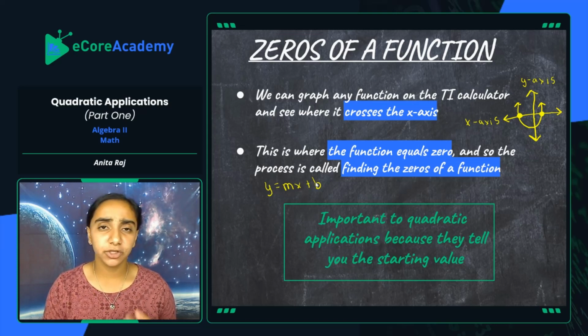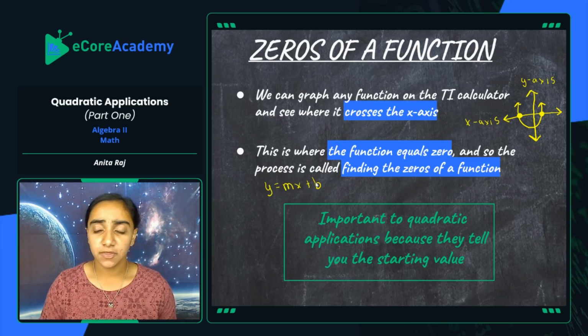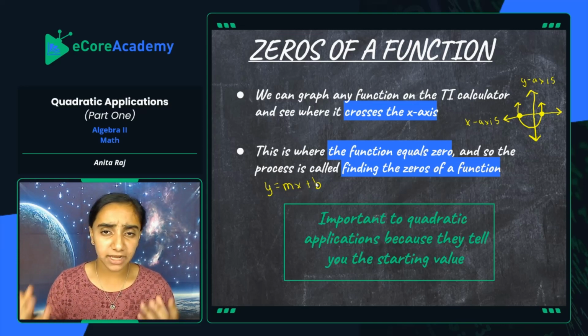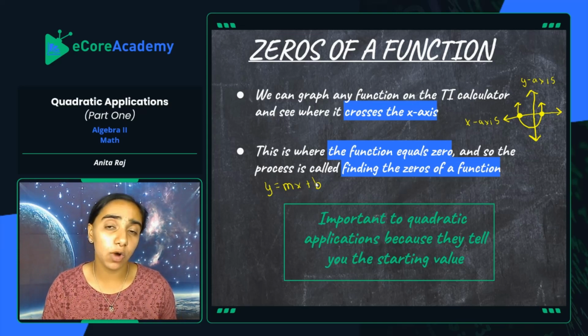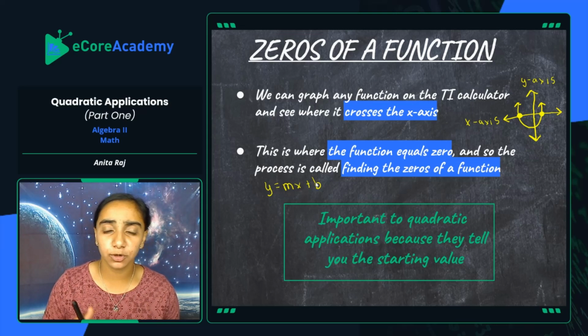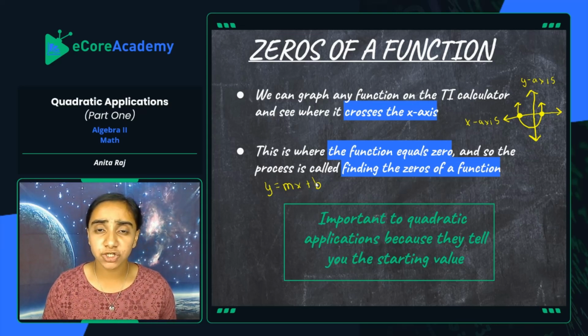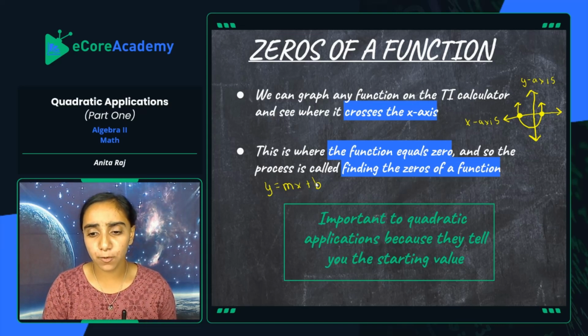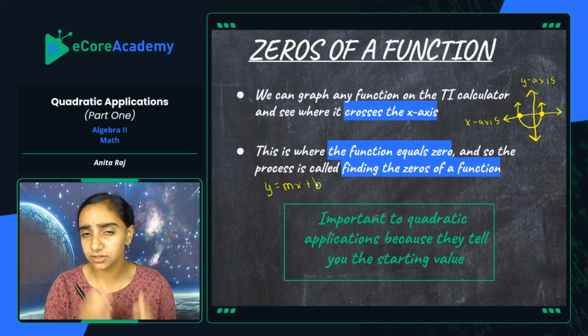Oftentimes, you'll see quadratic functions where your x-intercepts, your zeros, are your solutions. That's where this starts. So you might have a scenario where someone is throwing a ball into the air, and the x-intercept, your 0, is a question. They'll give you a quadratic function in the form of standard form or vertex form in the problem, and they'll ask you a question. Where did the ball start? Like where was the ball first thrown? And your x-intercepts and your zeros will help you answer those questions. So just know that they're very important in quadratic applications because they tell you the starting value.